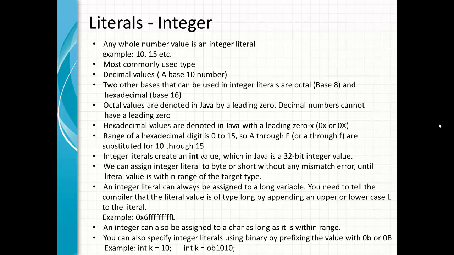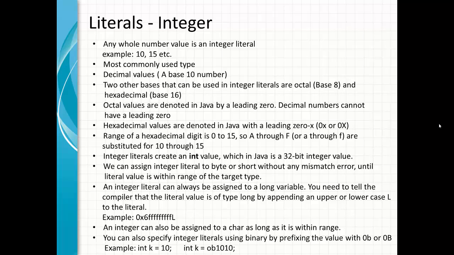Now, integer literals, they are basically whole numbers. It can be a whole number, 10 or 15, 25, 30, any integer value. And integer literals, they are the most commonly used type in Java. And the decimal value for integer literals, they have a base of 10. There are two other bases also used when we say integer literals. They are octal and hexadecimal. Octal has a base value of 8 and hexadecimal has base value of 16.